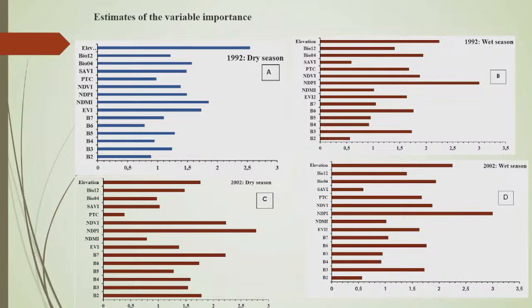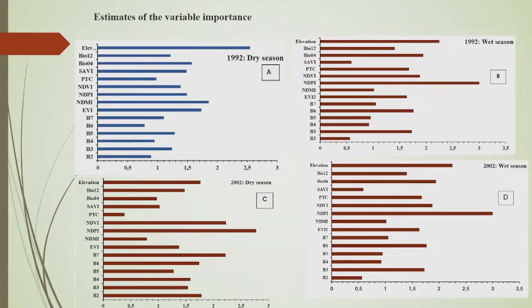I wanted to come to the important variables of the results. We found that in all the years from 1992 to 2022, elevation was the most important predictor. This is in line with other studies, because elevation influences soil texture, soil type, and also temperature. Here we have bioclimatic 12, the annual precipitation, and bioclimatic 04, the temperature seasonality. These were the two climatic variables that were important in predicting the spatial-temporal distribution of these encroaching species. Now, what does that tell us?